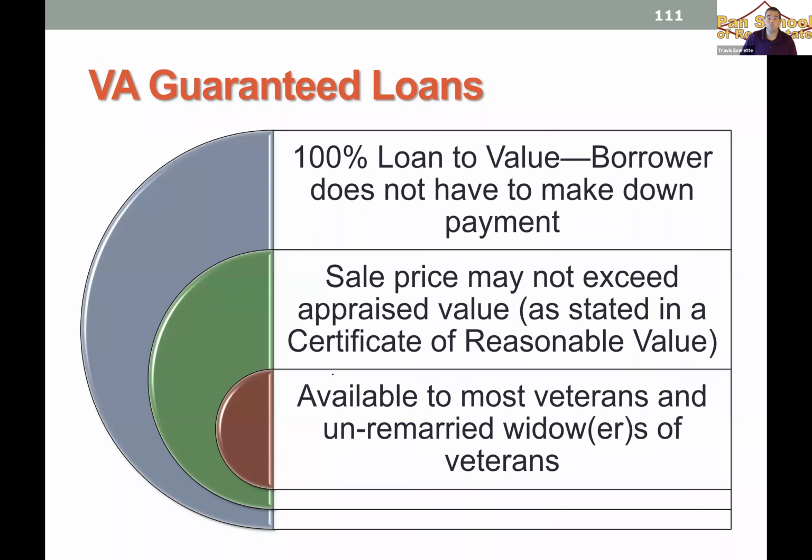Because normally, even with an FHA loan, okay, I've got to put 3.5% down, but I still have to pay my closing costs. I might have to pay an origination fee. I might have to pay interest up front.